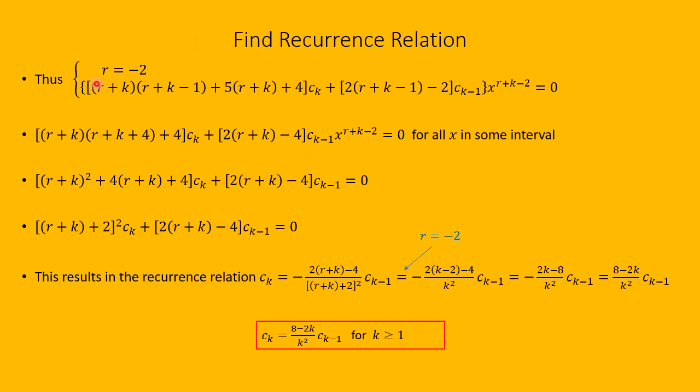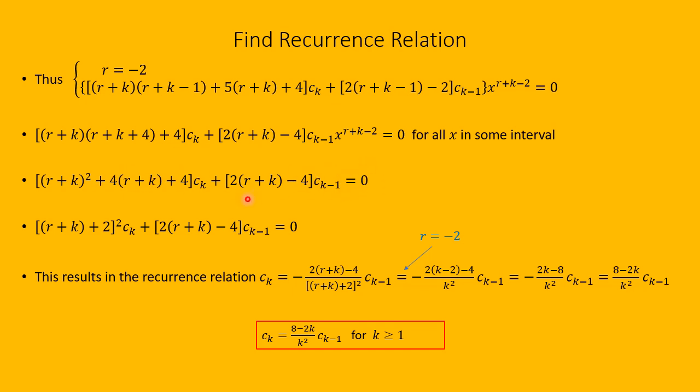To find the recurrence relation, let's remember that we found out that r has to equal minus 2 from the indicial equation. And also, each term in the power series has a coefficient of x raised to some power, and that coefficient has to equal 0. So knowing that this thing up here has to be 0 for all x in some interval means that the coefficient of x to that power, this stuff right here, has to be 0.